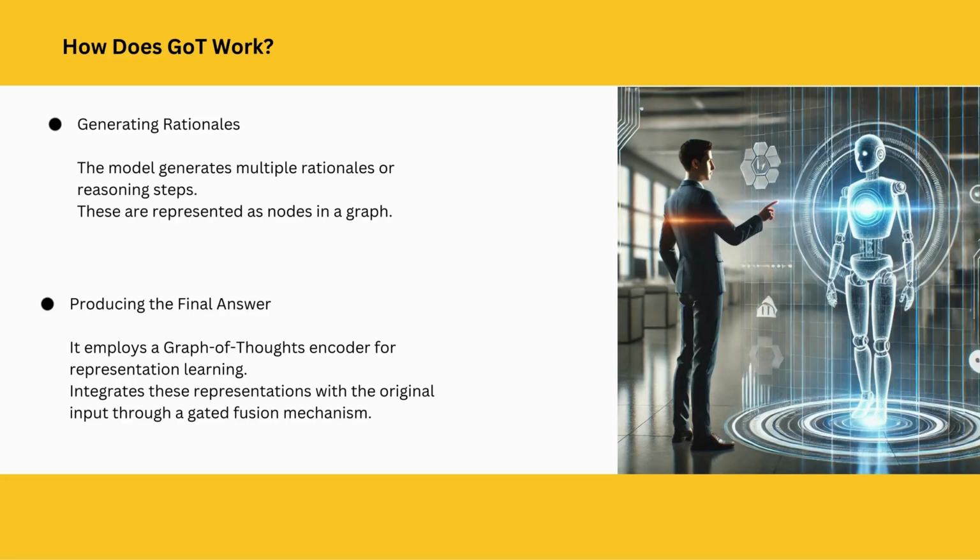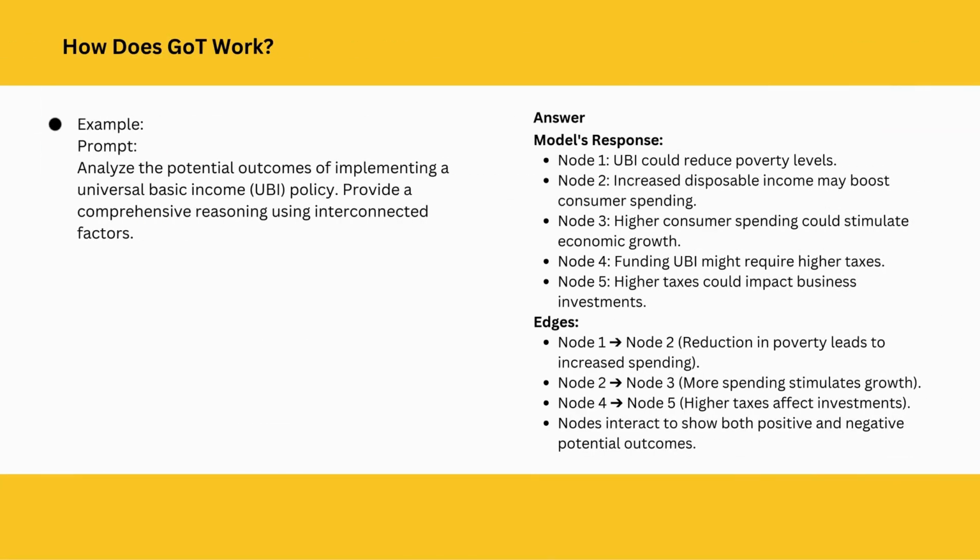Prompt: Analyze the potential outcomes of implementing a universal basic income (UBI) policy. Provide a comprehensive reasoning using interconnected factors. Answer. Model's response. Node 1. UBI could reduce poverty levels. Node 2. Increased disposable income may boost consumer spending. Node 3. Higher consumer spending could stimulate economic growth. Node 4. Funding UBI might require higher taxes. Node 5. Higher taxes could impact business investments.